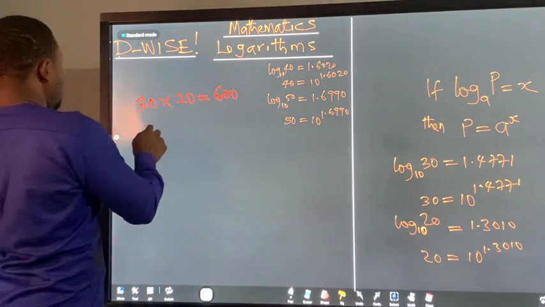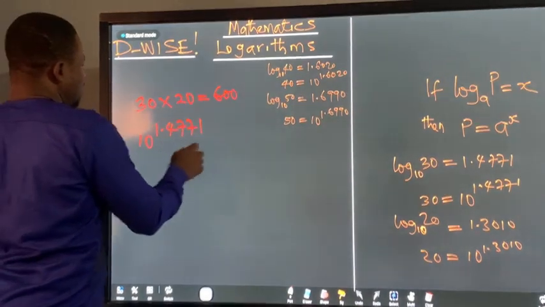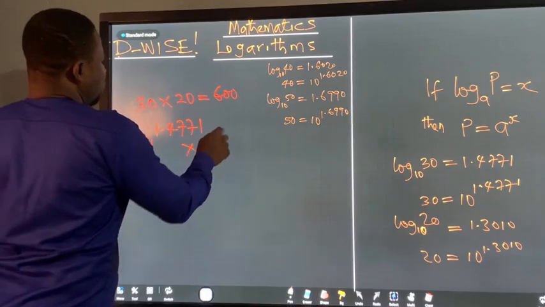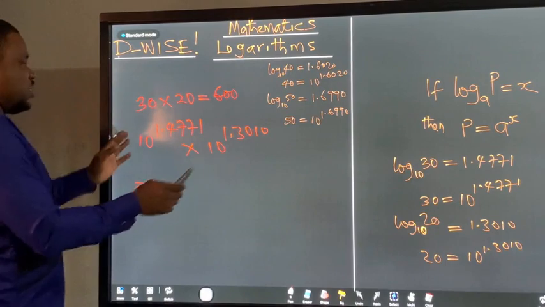10 raised to the power of 1.4771 times what? 10 raised to the power of 1.3010. From the law of indices, we add the powers.